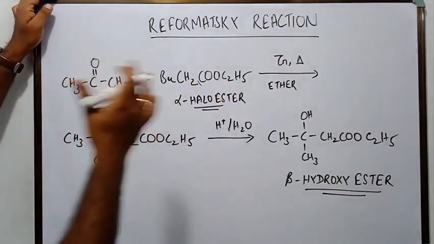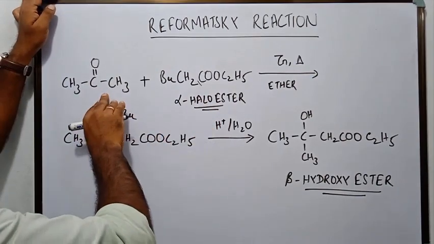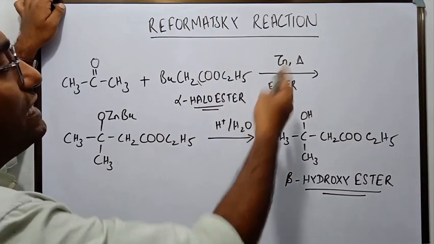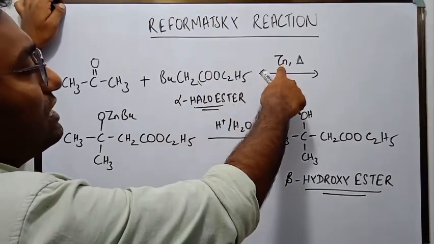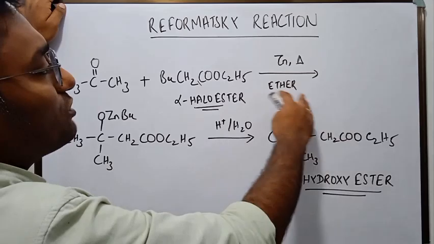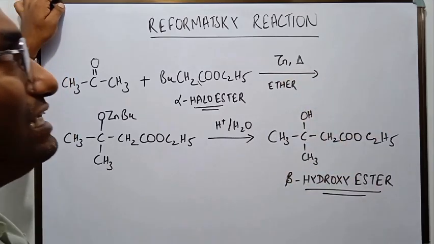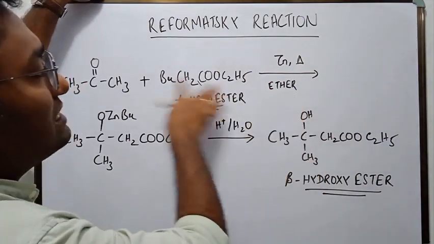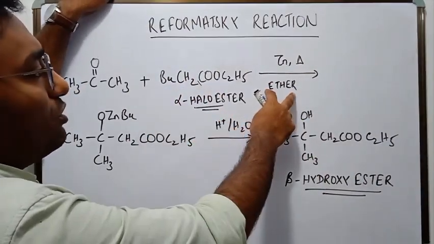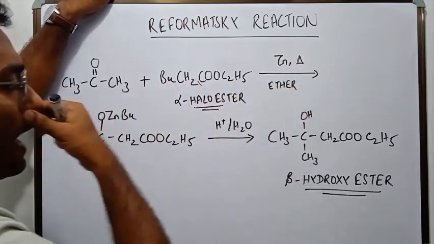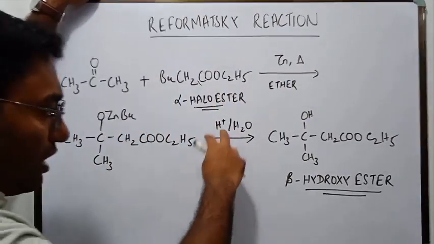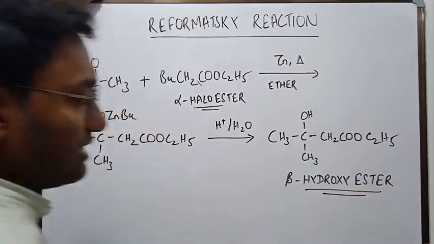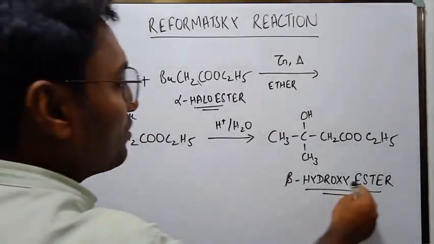So what happens in this reaction is that when a carbonyl compound is heated with an alpha haloester, or alpha halogenated ester, in the presence of zinc in an inert solvent, it may be diethyl ether or an ether benzene mixture. Take an inert solvent such that the solvent doesn't have any influence on the reaction. Followed by hydrolysis, it yields a beta hydroxy ester.